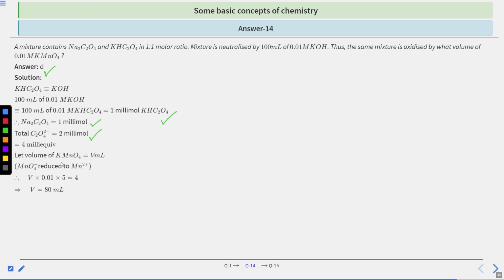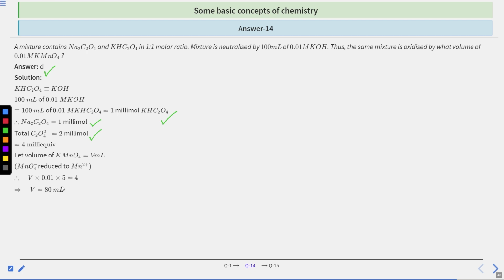Now let's suppose the volume of KMnO4 required for the oxidation of this Na2C2O4 and KHC2O4 solution is V milliliter. So MnO4 is reduced to Mn2+. Here Mn is in the +7 oxidation state and it will be reduced to +2. That is, the number of electrons exchanged from Mn +7 to Mn2+ will be 5.